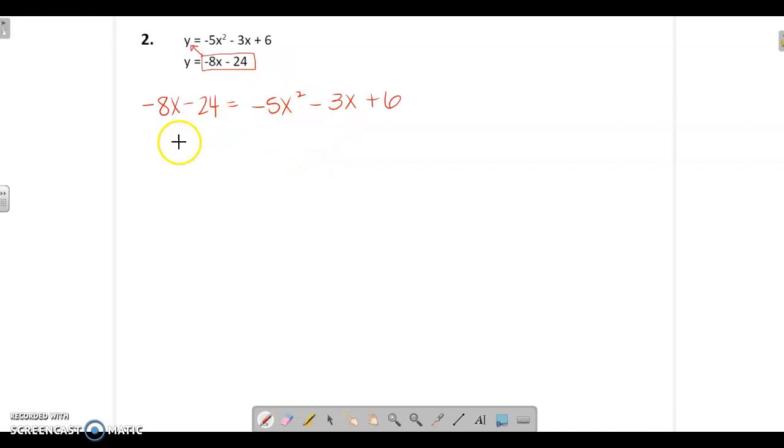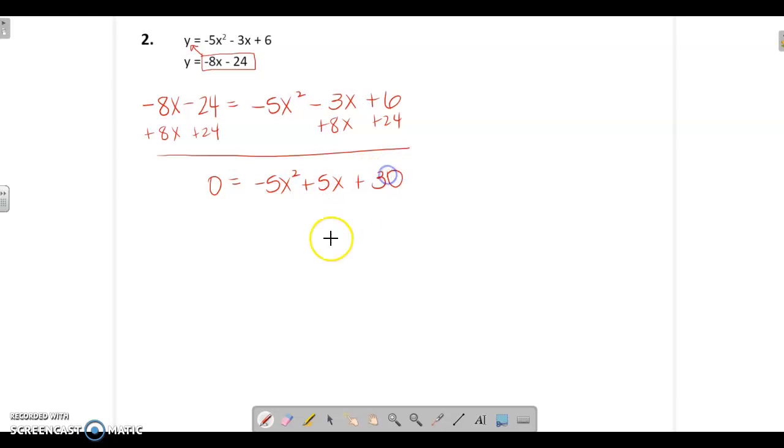Now we solve this quadratic. I'm going to go ahead and add 8x to both sides and add 24 to both sides so that it's set equal to 0. So we get negative 5x squared plus 5x plus 30 equals 0.